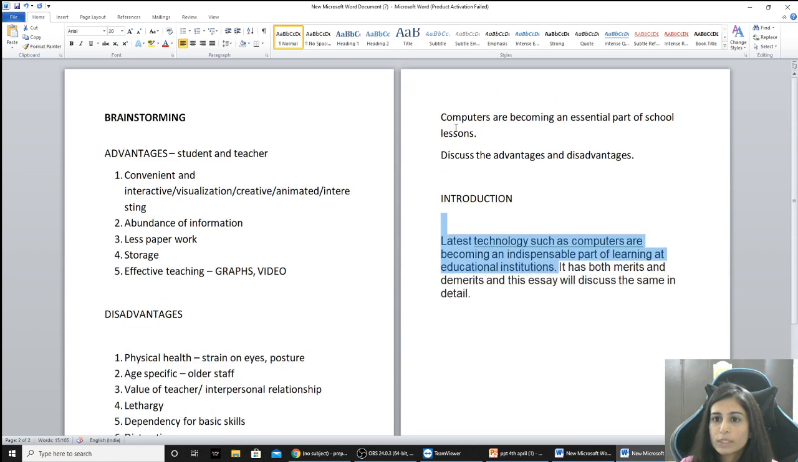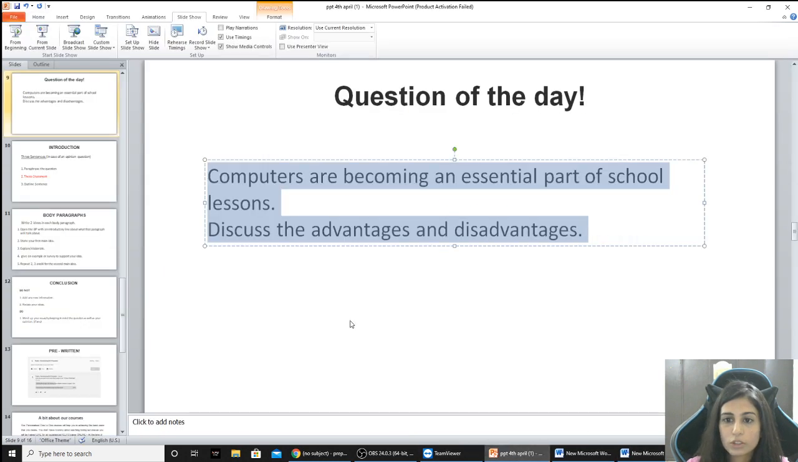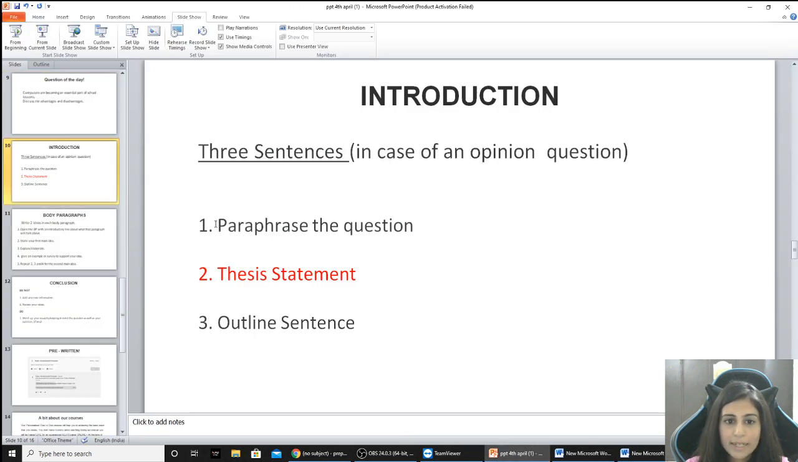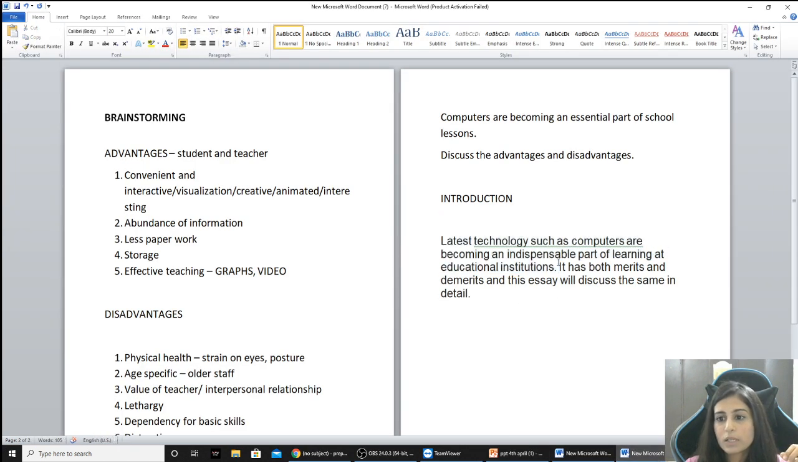So the question was this: computers are becoming an essential part of school lessons, and we have changed it into this. So this statement or this sentence is paraphrasing the question. So sentence 1 done. We don't have to write any thesis statement in this question because this question is not asking our opinion. So we quickly move on to our outline sentence. This becomes our outline sentence.